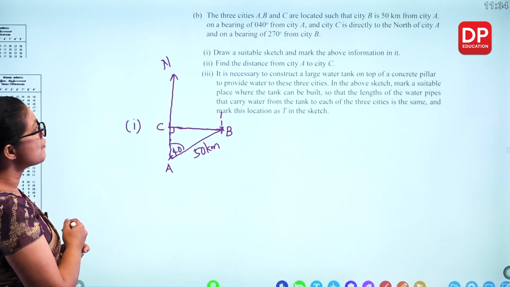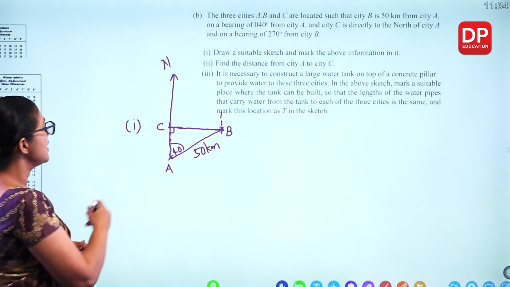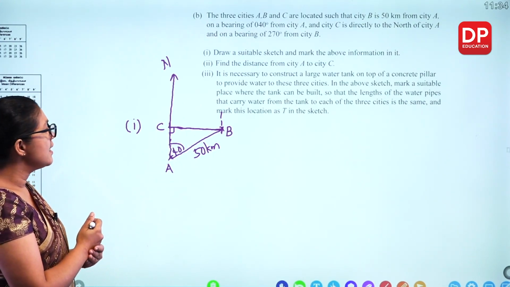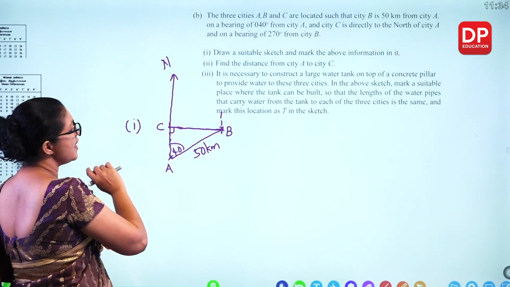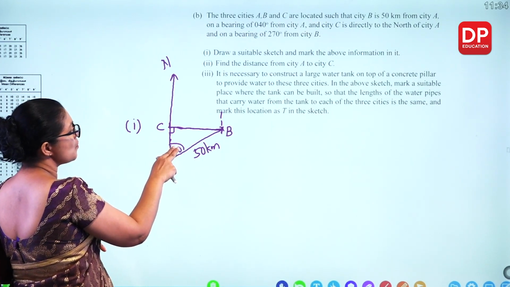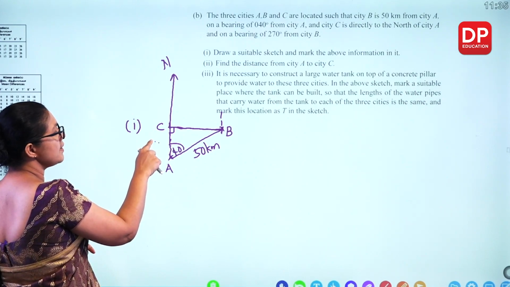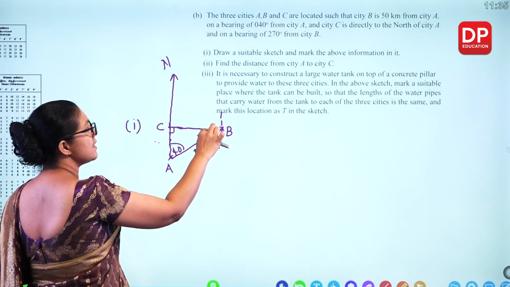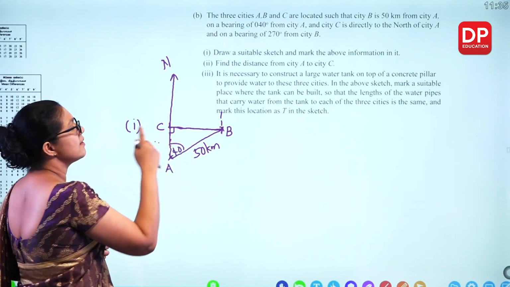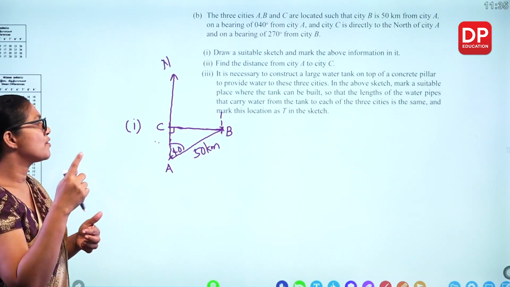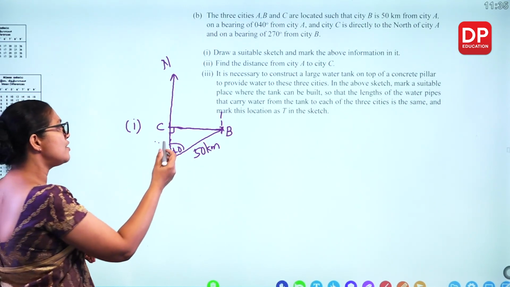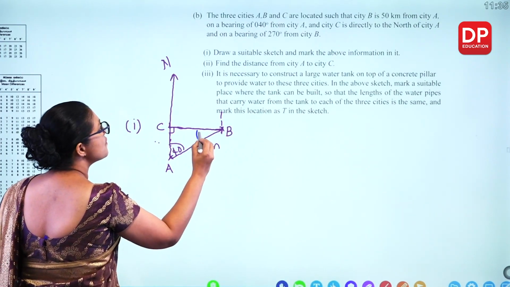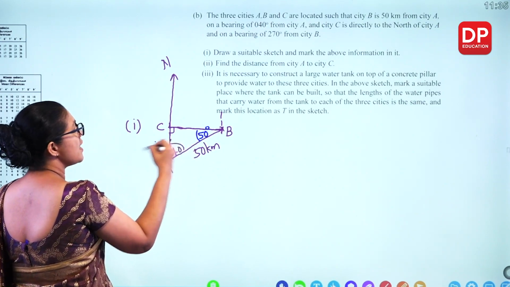Part 2, find the distance from city A to city C. City A to city C means you are asked to find the AC length. So what's the suitable ratio? If you are taking this angle, this is adjacent and hypotenuse. But when you take this angle, that's sine. So which one is easy? Cos, you have to convert to sine and do it. So we'll do with 50 degrees. So this is 50, 90 minus 40.